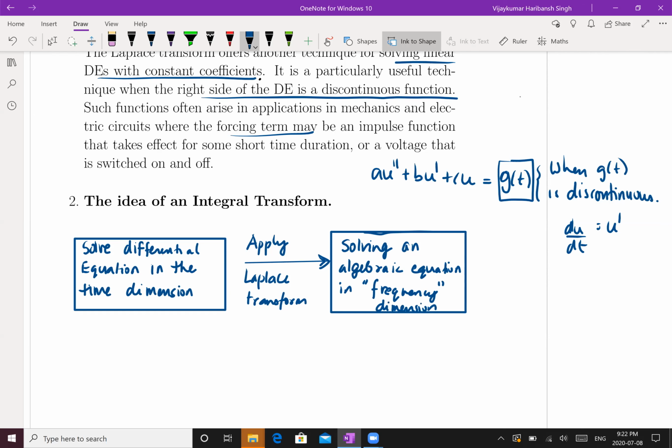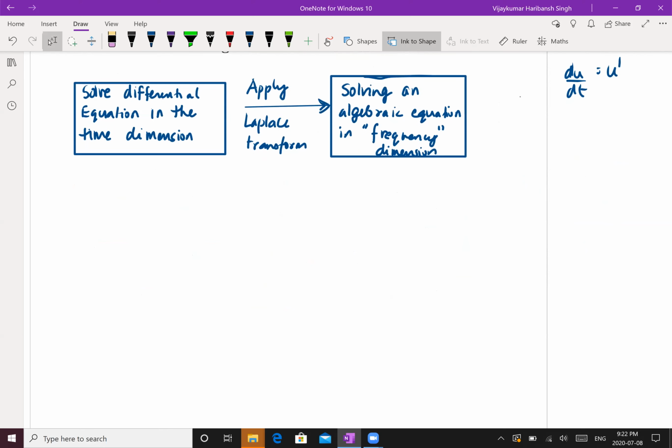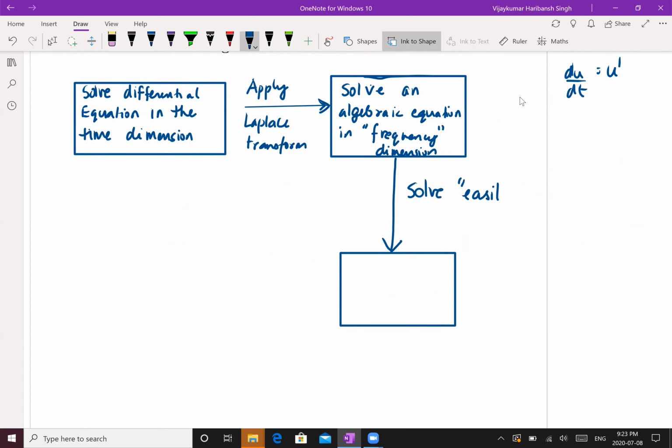Now the problem becomes solve, and solving is easy. So this is easily solvable. And then what we get is the solution to the transformed problem. We don't get the solution to the original problem, but we get the solution to this algebraic problem in the frequency dimension. So the solution to the transformed problem.